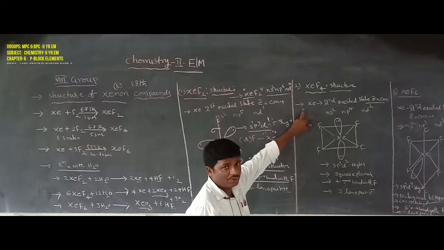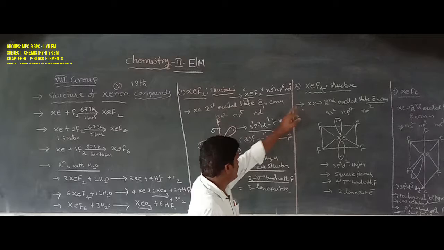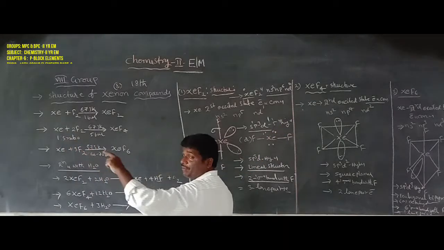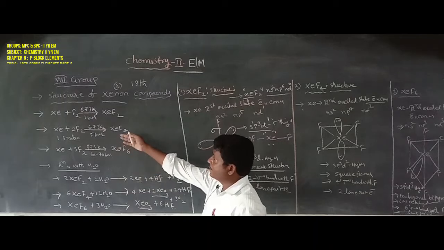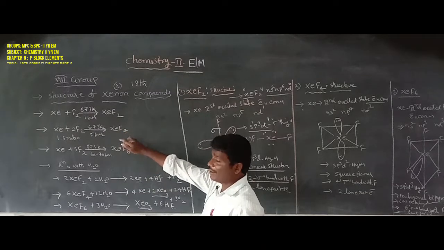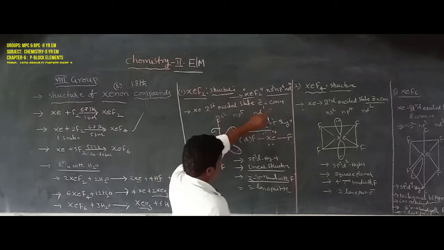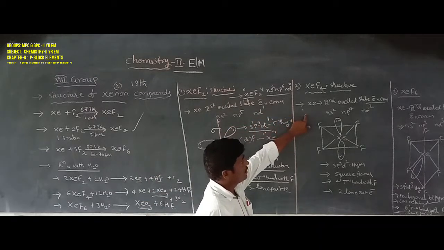Tetra means 4. Xenon tetrafluoride: here xenon reacts with fluorine atoms in a 1:5 ratio, at 673 Kelvin and 5 bar pressure, to form xenon tetrafluoride. That is the structure of xenon tetrafluoride.